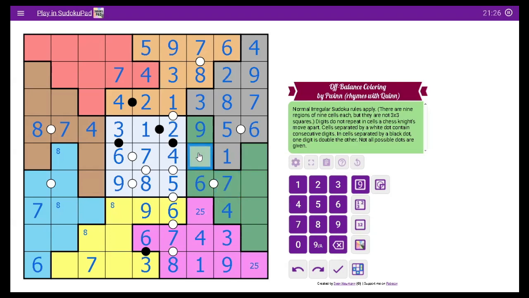This is a 2 or a 5. If I just highlight the 5s, do I catch anything by knight's move? I don't think so.